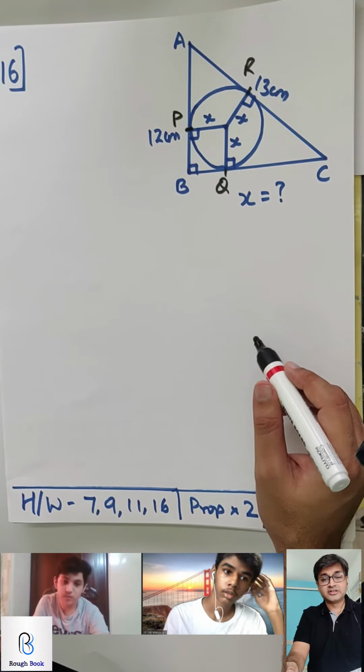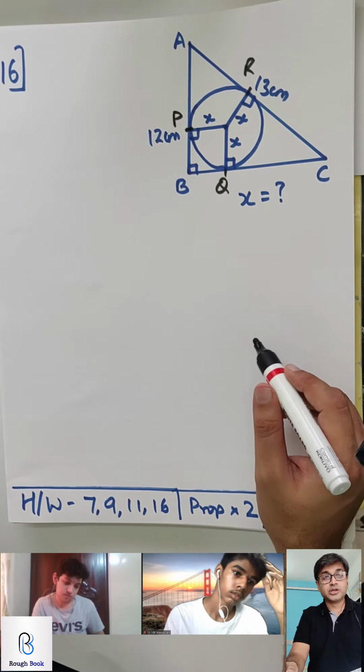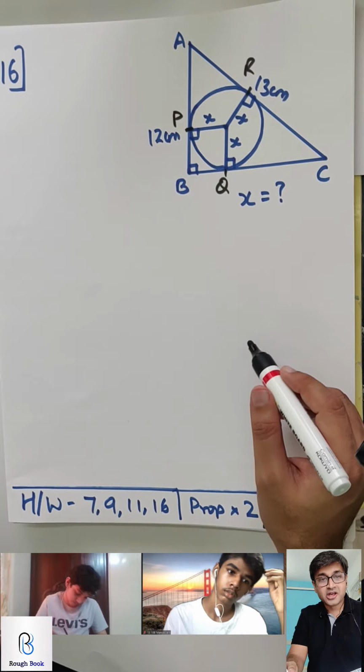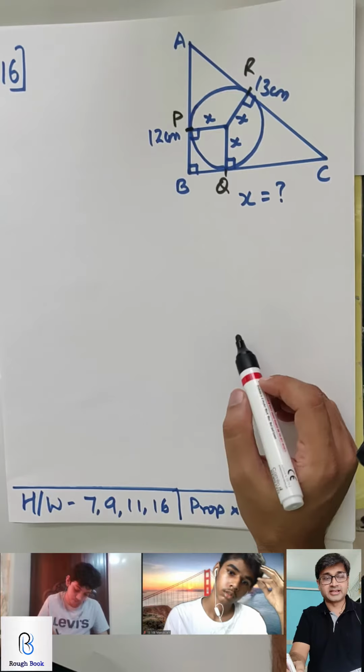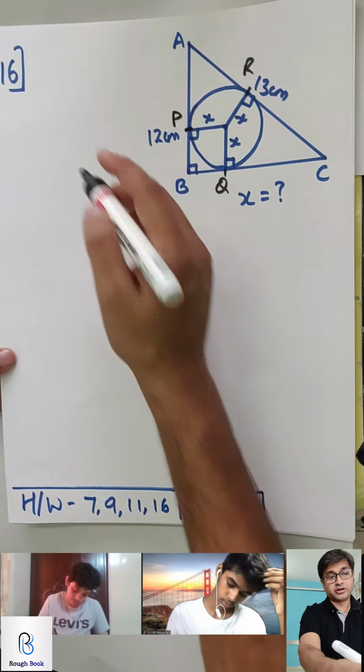You can say AP is equal to AR, BP is equal to BQ, and CQ equals CR. Tangents drawn from an exterior point to the same circle are congruent. So once you get that, then we will see how to get X. So don't worry about X right now. First let's find BC using Pythagoras.